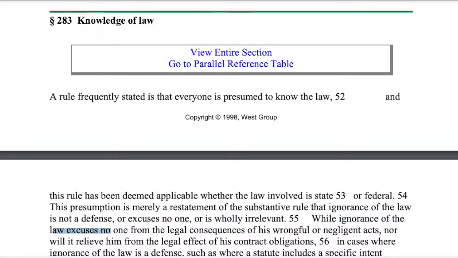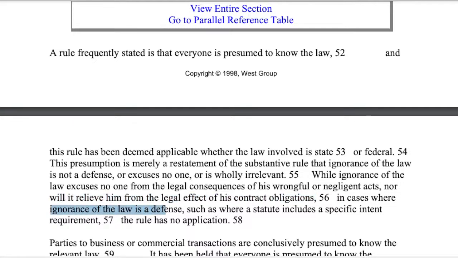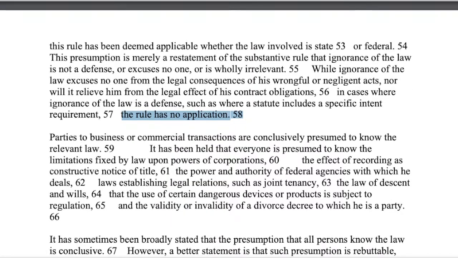While ignorance of the law excuses no one from the legal consequences of his wrongful or negligent acts, nor will it relieve him from the legal effect of his contract obligations, in cases where ignorance of the law is a defense, such as where a statute includes a specific intent requirement, the rule has no application. So what they're getting at here is that if you're ignorant of a specific intent requirement within a statute, then you can't be held responsible for having knowledge of that. So ignorance of that specific intent requirement of the statute is a defense.